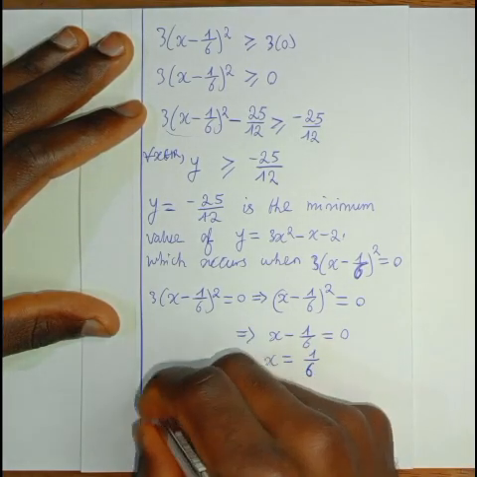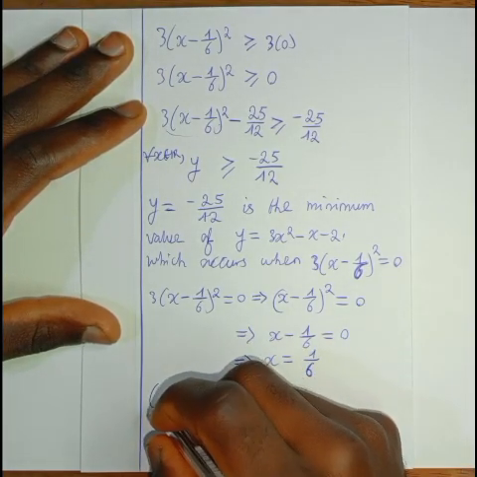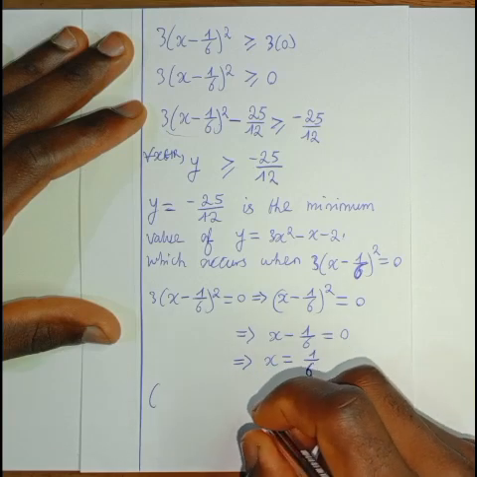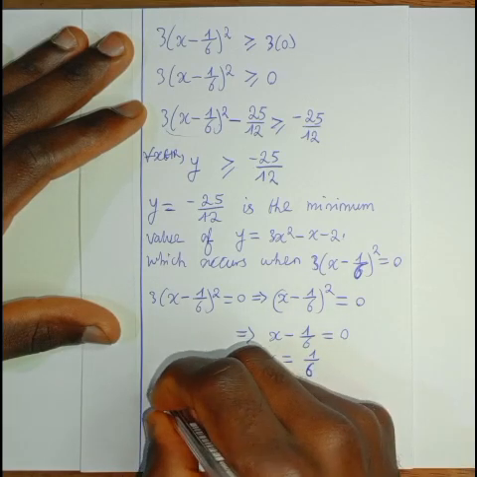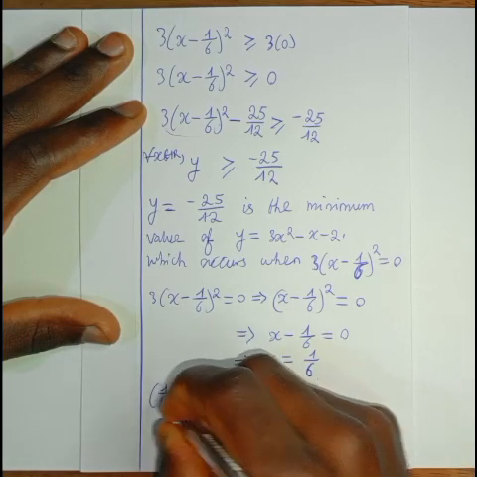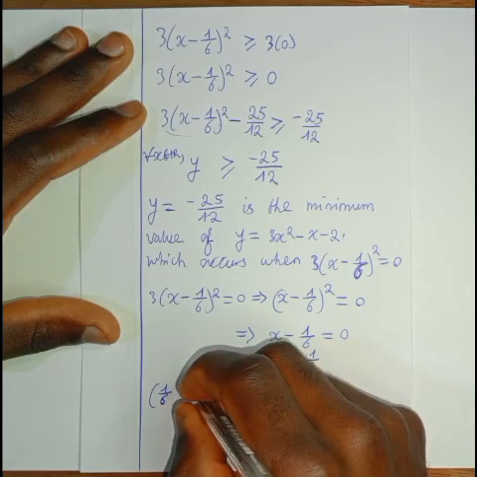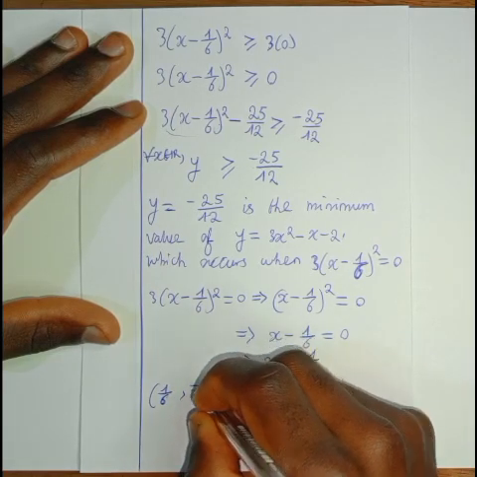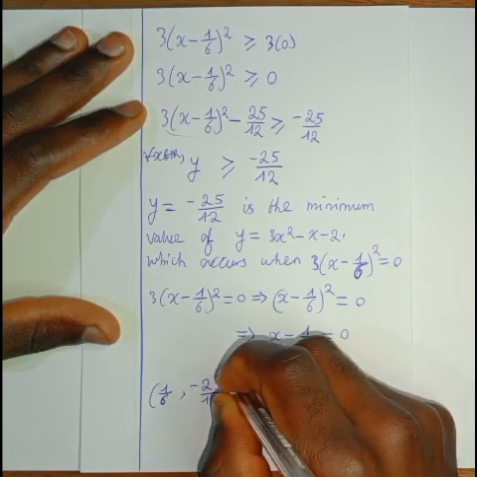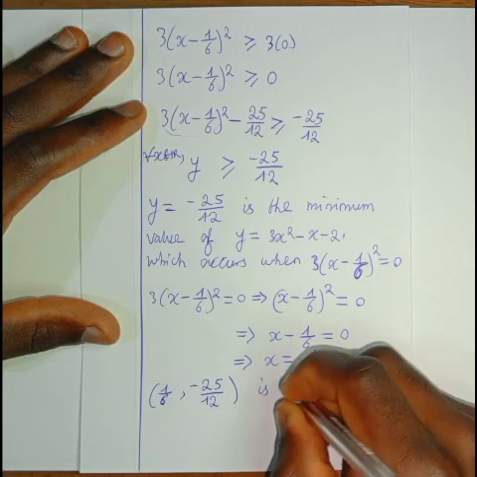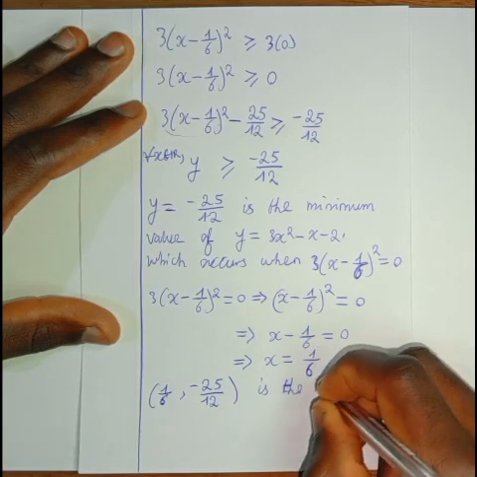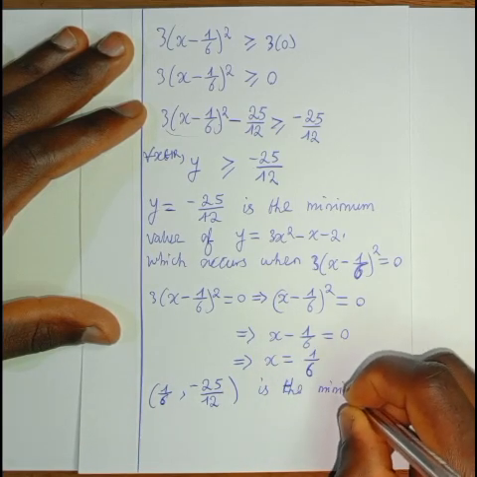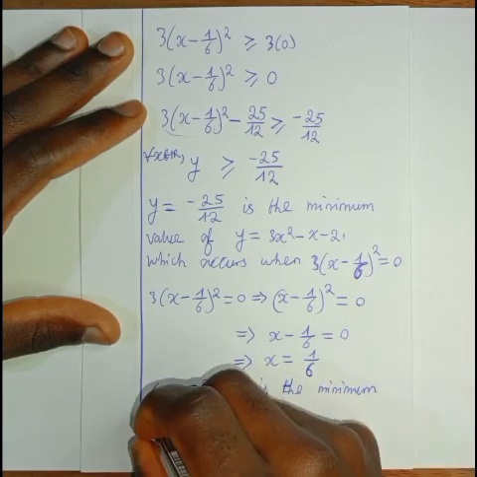Now we are going to write down the minimum point. For the minimum point, we have 1 over 6 for x, comma, negative 25 over 12 for y is the minimum point.